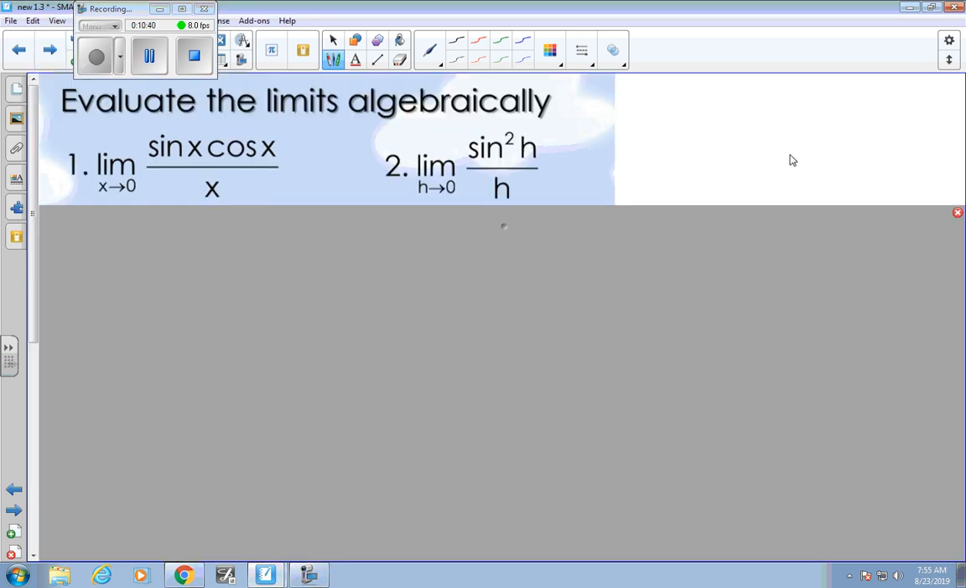All right, so let's see if we can evaluate these limits algebraically here. So for number 1, we plug the limit straight in. Sine of 0 is 0, cosine of 0 is 1. So I have 0 times 1 up top, divided by 0. Well, of course, that's 0 over 0, so that doesn't do me a whole lot of good. How can I split this or rearrange this or do something to it in order to get this to not be 0 over 0?